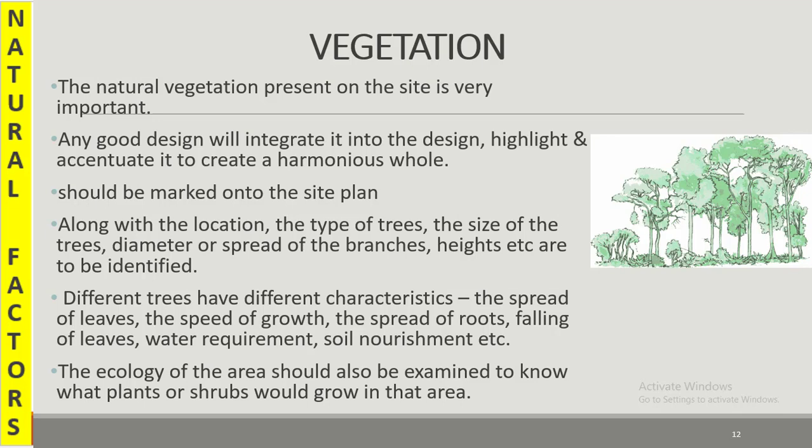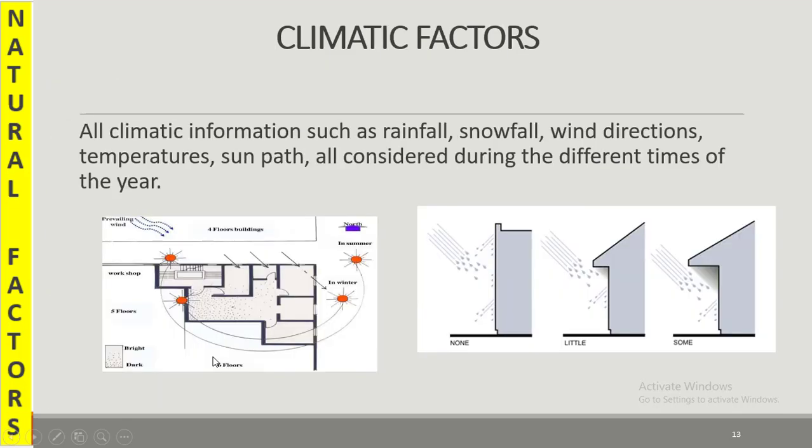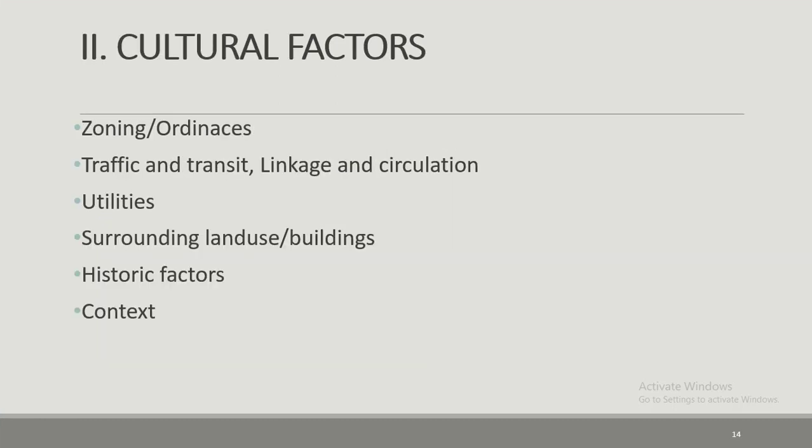Different trees have different characteristics: the spread of leaves, the speed of growth, the spread of roots, falling of leaves, water requirement, soil nourishment, etc. The ecology of the area should also be examined to know what plants or shrubs would grow in that area. In climatic factors, all climatic information such as rainfall, snowfall, wind directions, temperatures, sun path, all considered during the different times of the year. This has an important role in design of the building.